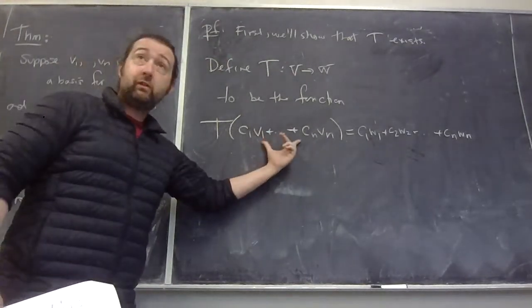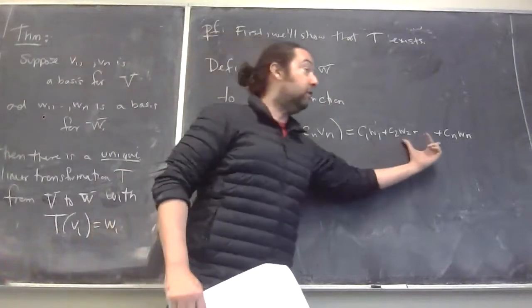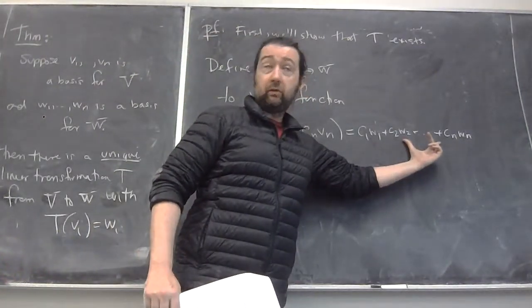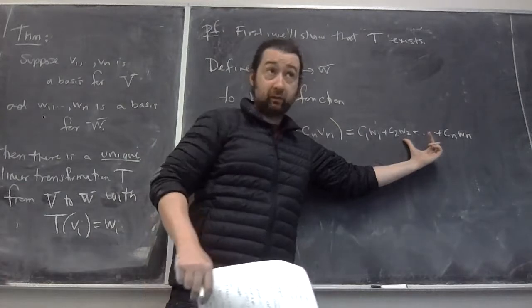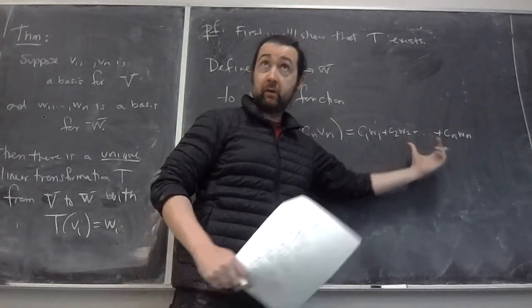So this is a unique linear combination of the V's. There's only one vector that is these linear combinations of the W's. So the fact that we have a basis here is intrinsic to the fact that this map holds, right? That this map is a function.